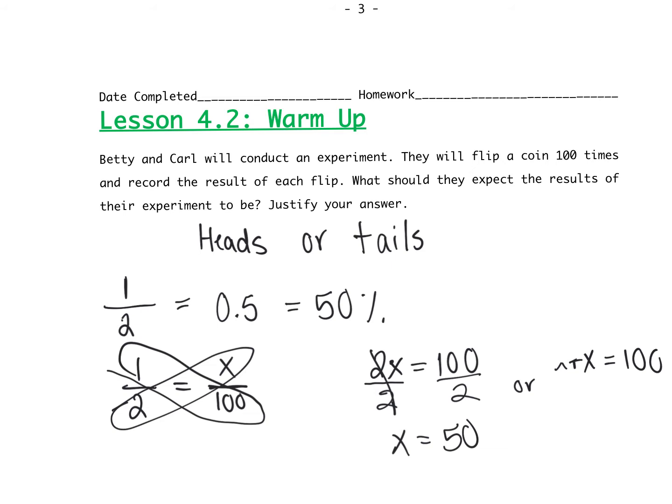Let me erase all this, guys. You don't need it. It was just to explain why we do the division. So now let's go on. That means you should expect 50 heads and 50 tails.